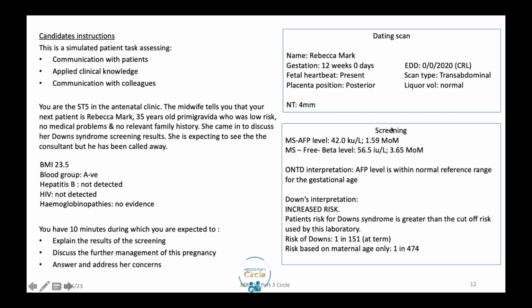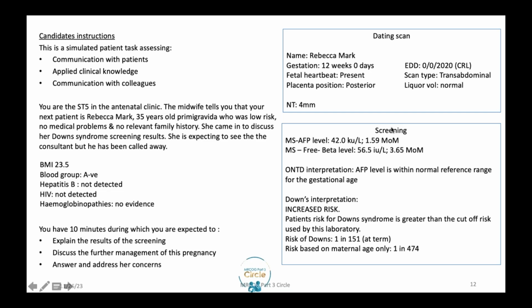She came in to discuss her Down syndrome screening results. She's expecting to see the consultant, but he has been called away, so you need to cover that part. Introduce yourself, apologize that the consultant is not available, and ask if it's okay to proceed with the scenario.